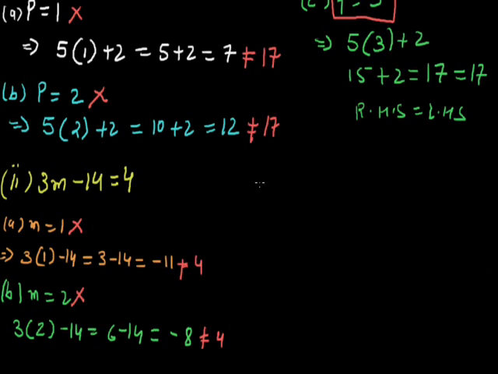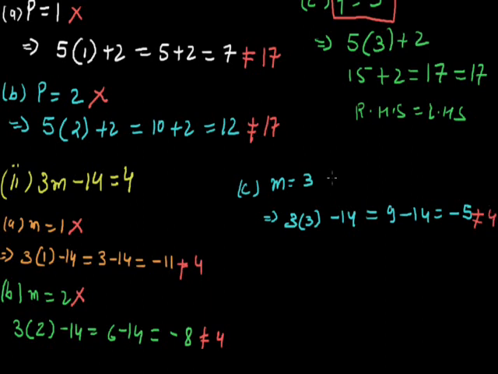Now let us take another value. We will take m is equal to 3. Now if you put m is equal to 3, we will get 3 into 3 minus 14 is equal to 9 minus 14, and the answer will be minus 5, which is again not equal to 4. So m is equal to 3 will also not be the solution of the given equation.